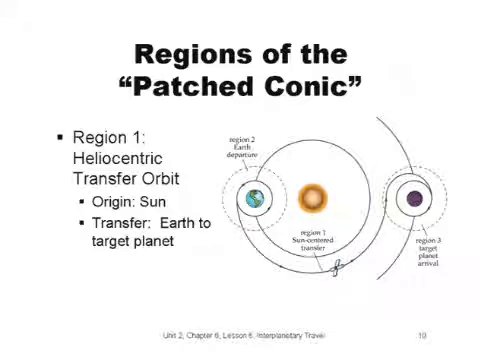Region 1, which is solved first, is the sun-centered or heliocentric transfer from Earth to the target planet. In this region, the sun's gravity dominates. The two-body problem is defined between the sun and the spacecraft. This orbit is patched to both of the other regions.